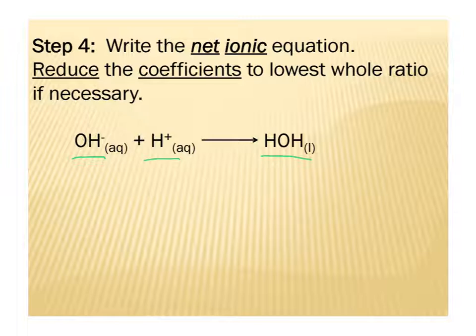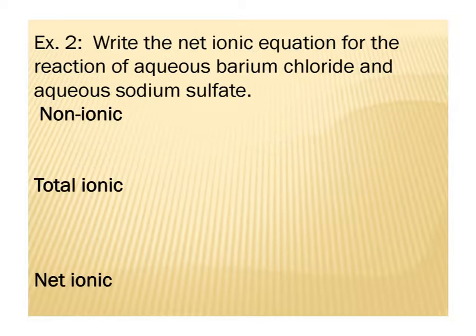In this case, the coefficients are already 1, but if it was, let's say, 2, 2, and 2, we have to reduce it into 1, 1, and 1. Let's do one more example here. We're asked to write the net ionic equation for the reaction of aqueous barium chloride and aqueous sodium sulfate.